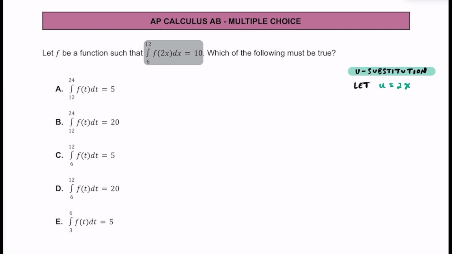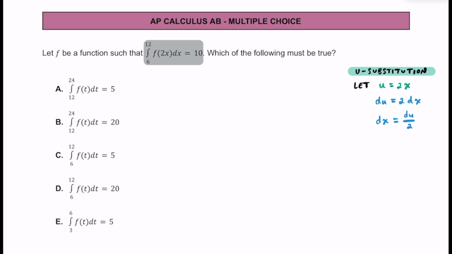So if u is going to be 2x, that means du, or the derivative, is going to be 2 dx. Now if we rearrange this a bit and divide both sides by 2, another version of this is that dx is going to be equal to du divided by 2.